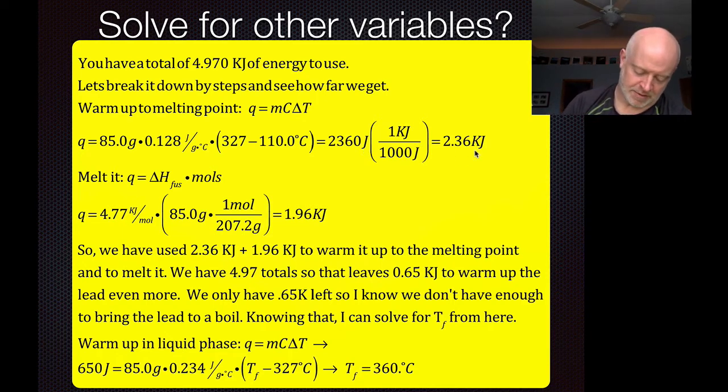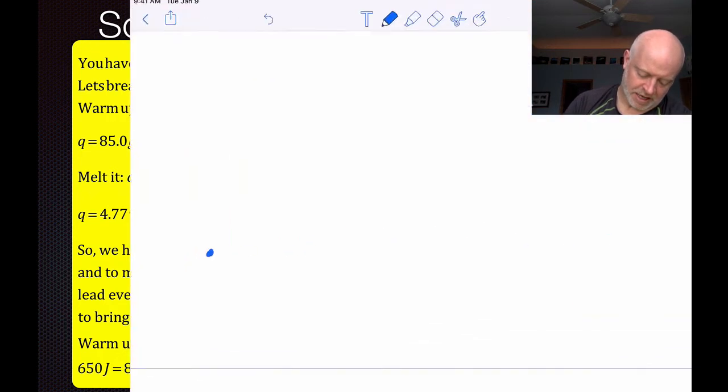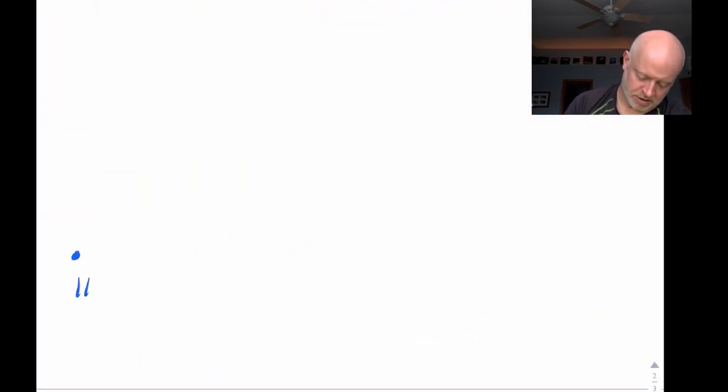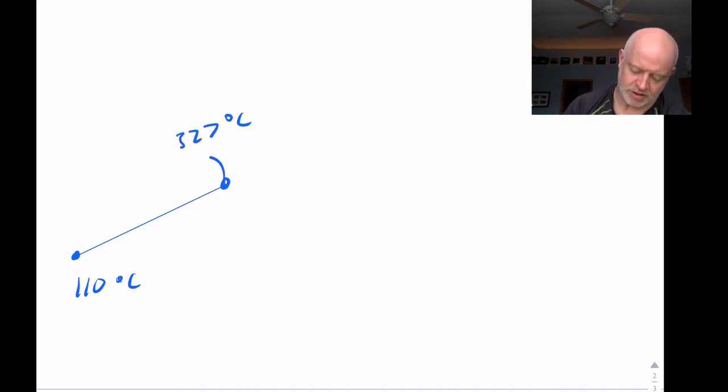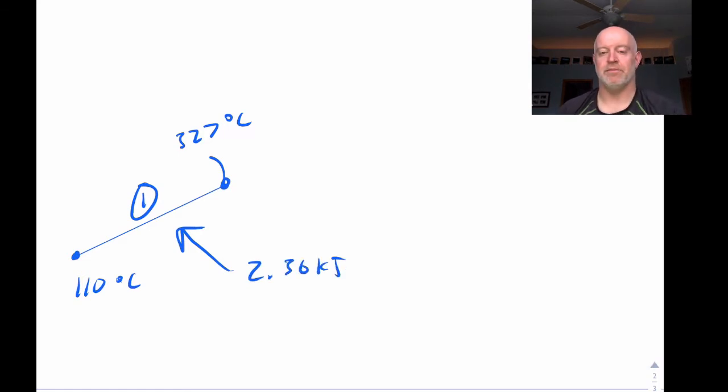Now, we go to the iPad. That means I was right here, and I had 85 grams of lead at 110 degrees Celsius. So the first leg of this brought me up to 327 degrees Celsius. That was leg one. This is what we just solved for. This leg took away 2.36 kilojoules of energy. Now, at this point, it's got to melt, so it won't warm up anymore. So now it's going to melt and use a certain amount of energy. And that would be my part two.